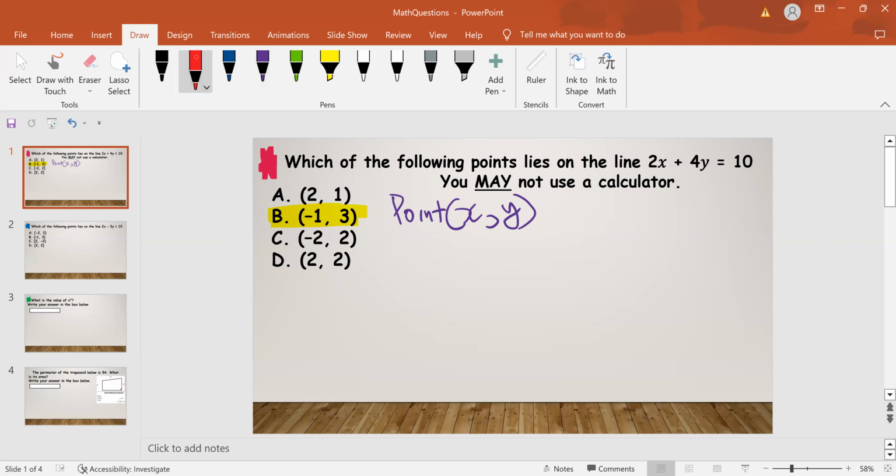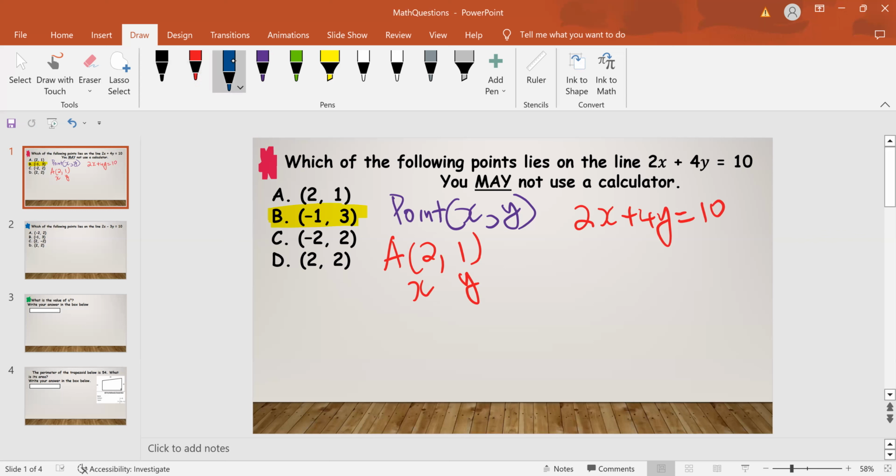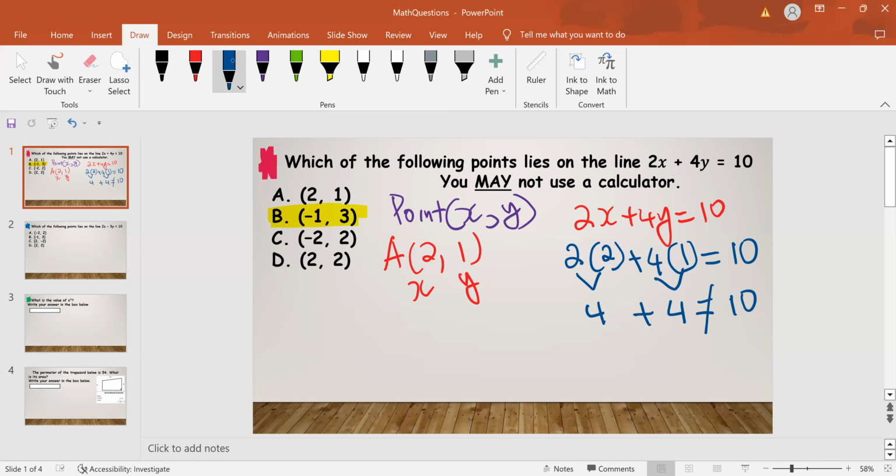If you take point A, where you have (2, 1), the x value is 2 and the y value is 1. In the equation 2x + 4y = 10, you replace x by 2. So you have 2 multiplied by 2 plus 4 multiplied by the y value, which is 1. Do we say that this is the same as 10? Let's check. 2 times 2 is 4. 4 times 1 is 4. 4 plus 4 is 8. So it's not 10. Therefore, A cannot be the correct choice.